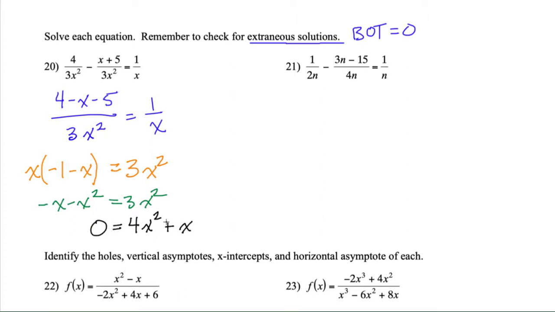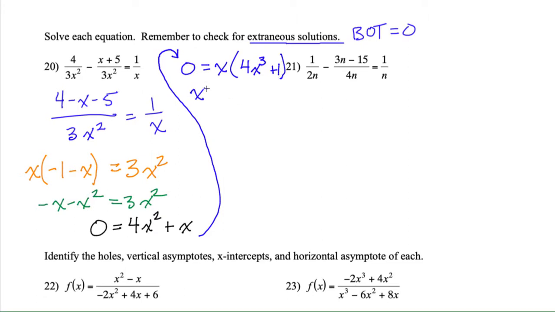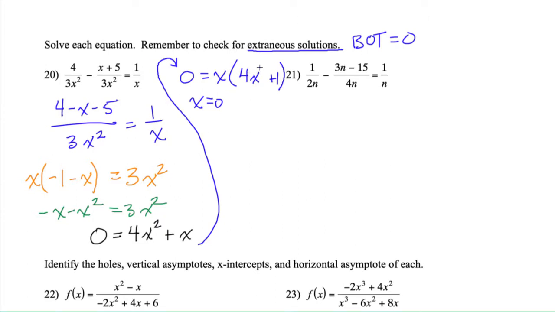I'm going to factor out an x. I'm running out of room here, so I'm going to come back up here. So I'm going to factor out an x. So 0 is equal to x times the quantity of 4x cubed plus 1. And that means I have two problems. x is equal to 0. All right, I realize that I made a mistake up here.